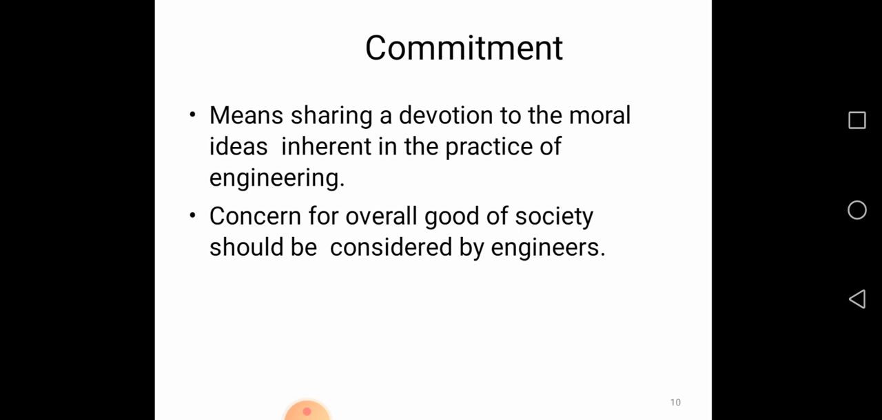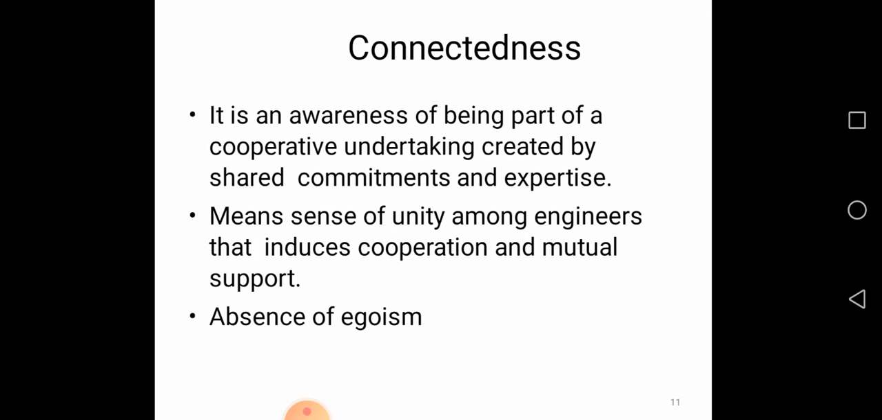That is commitment. Now coming to connectedness, which is the third element of collegiality, it means unity among engineers that induces cooperation, coordination, and mutual support. Now it can also be stated as a complete absence of egoism. So this is what connectedness is. So these are the three major elements of collegiality: respect, commitment, and connectedness.